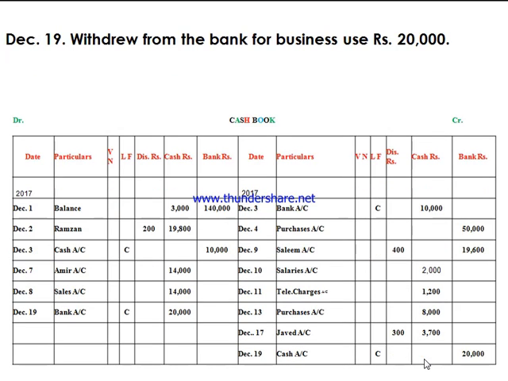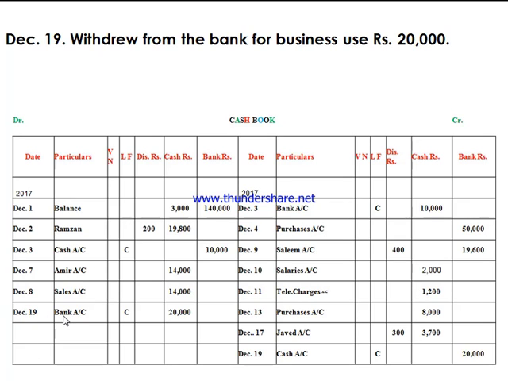Our next transaction is: withdrew from the bank for business use rupees 20,000. We withdraw from the bank rupees 20,000 cash for business use, for the office use. Therefore, it is a contra transaction, and will be recorded on both sides of the cash book.